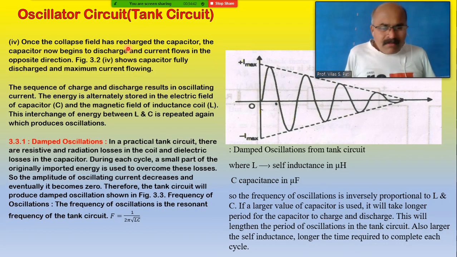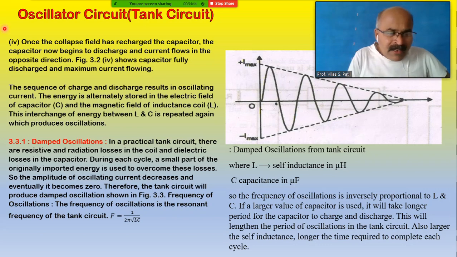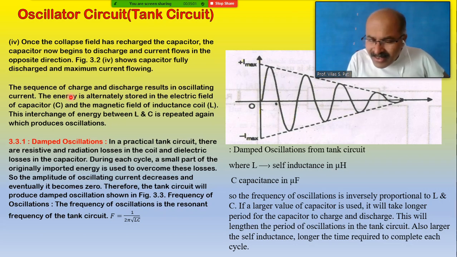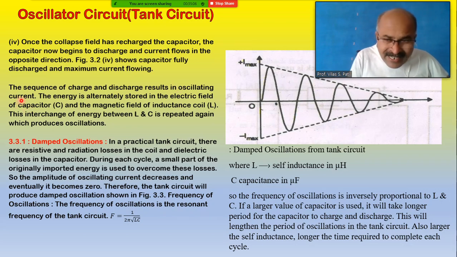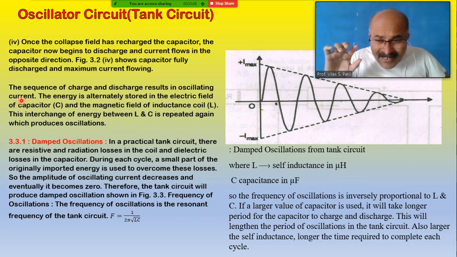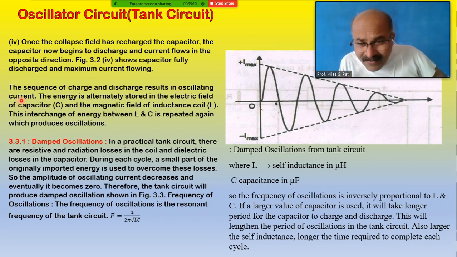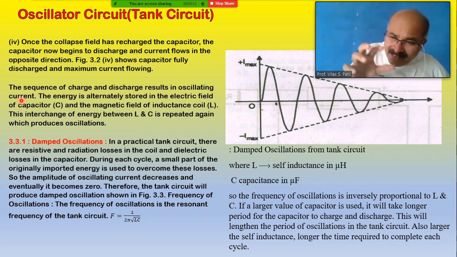See here, we are moving ahead. Once the collapsed field is recharged, we have seen this. The capacitor is recharged and the capacitor now begins to discharge, the current flowing in the opposite direction, showing the capacitor will be fully discharged and maximum current is flowing. See here, the sequence of charge and discharge results in oscillating current. That is, the capacitor is charging, again discharging through the inductance.